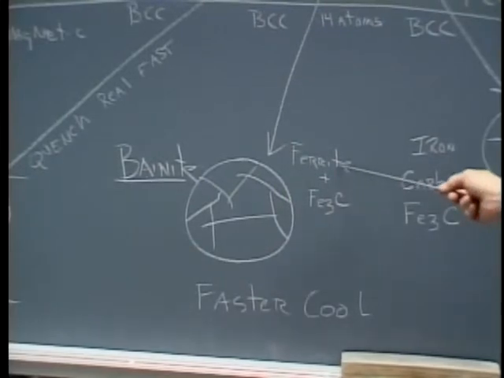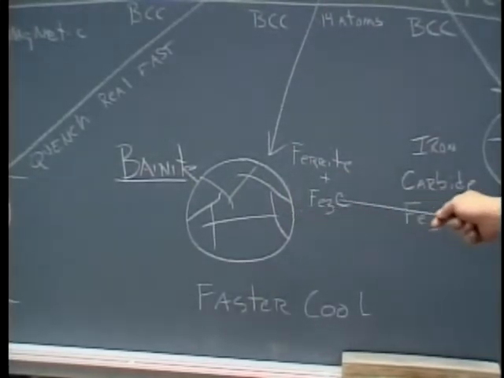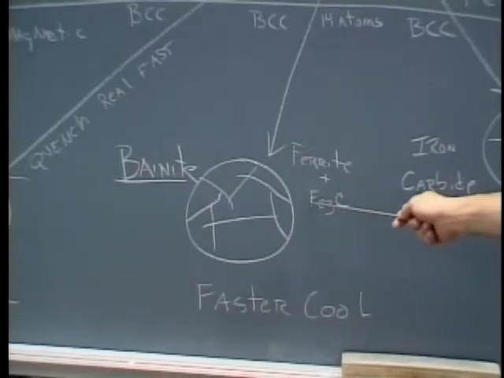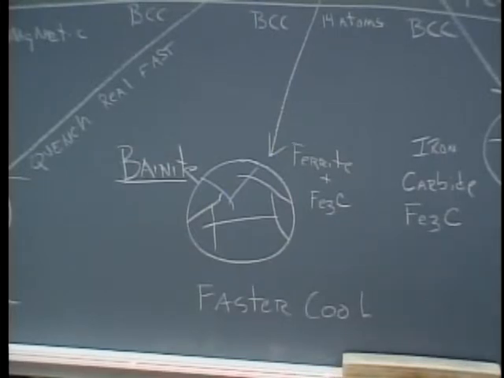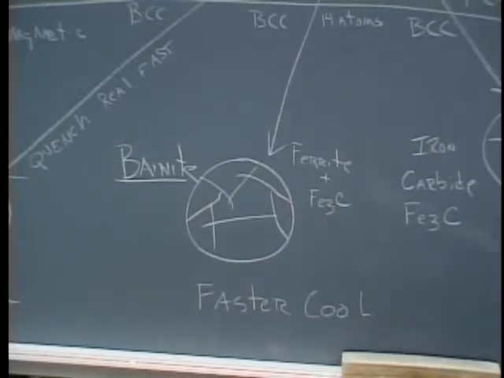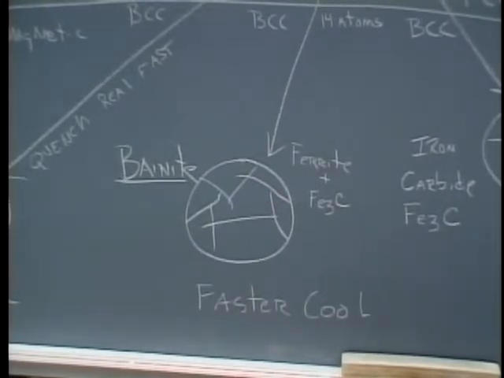And so we get ferrite and iron carbides. So it's going to be a little tougher, because iron carbide, as you know, is three atoms of iron and one of carbon, and they lock together and form these carbides, which are really hard. And so we're locking more of them up, and that makes the bainite a little bit harder.